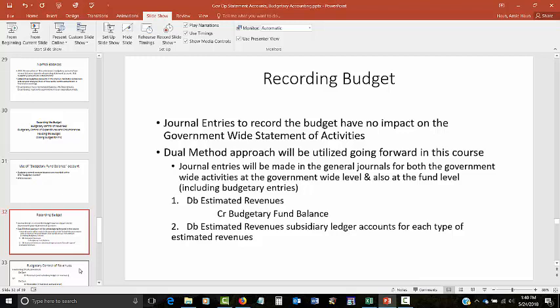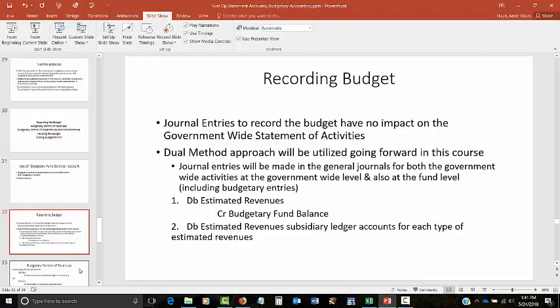So again, when we record the budget, we're going to debit estimated revenues. And I know that's a little painful because we're used to crediting revenues, but recall that we said we're going to have opposite normal balances for the budgetary accounts. The budgetary accounts is where we're recording the estimated items. So we're going to debit estimated revenues. And now we've discussed this budgetary fund balance account, and it's going to get the remaining part of that journal entry. So if we debited estimated revenues, we're going to credit budgetary fund balance, or the one I'm going to call BFB.